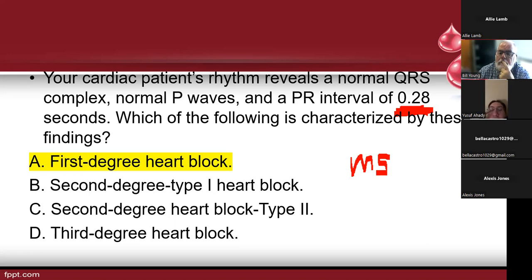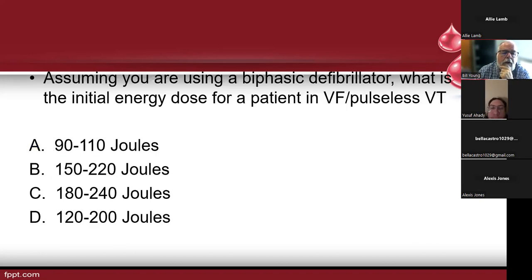Excellent. Good. Okay. Allie, this one's yours. Here we go. Here's the opposite one. Assuming you're using a biphasic defibrillator, what's the initial energy dose for a patient in VFib or pulseless VTach? 90 to 110 joules, 150 to 220, 180 to 240, or 120 to 200? D. D is correct.